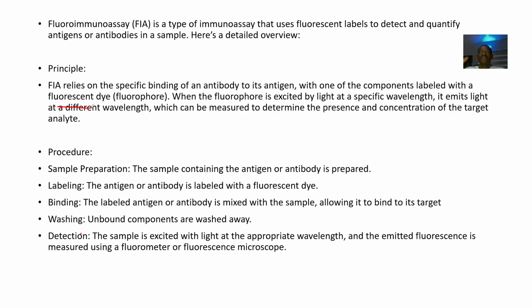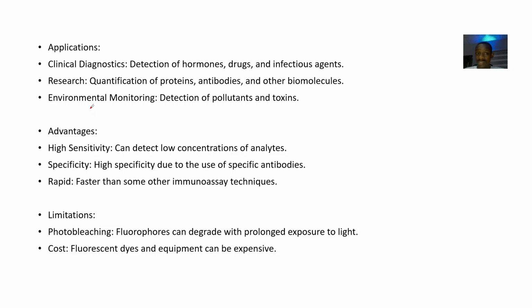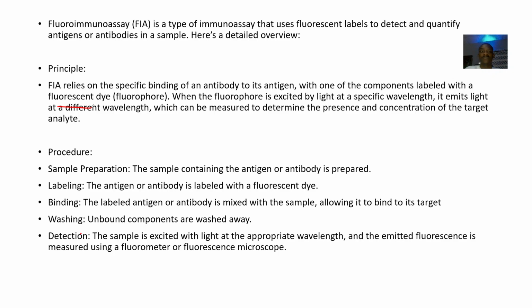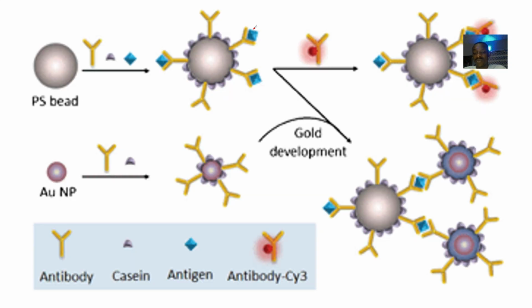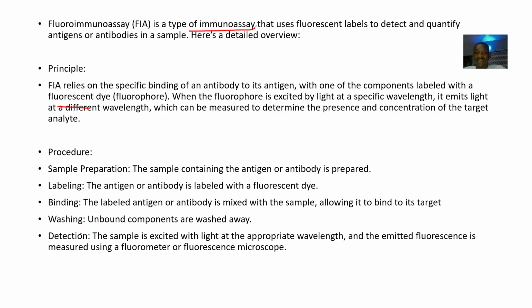So let's just talk about the headings which we'll be discussing this fluoroimmunoassay under. From the definition, we'll talk about the principle, the procedure, the applications, advantages, limitations. For the definition, we say that it's a type of immunoassay that uses fluorescent labels to detect and quantify antigens or antibodies in a sample.